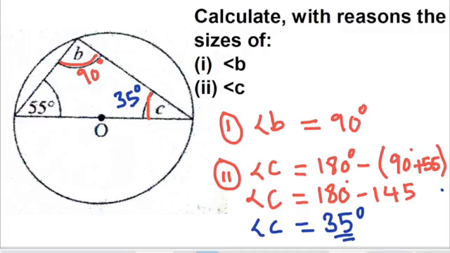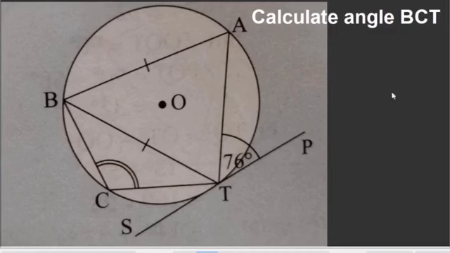So we are done answering our question 1. Let us now move on to question 2. This is our question 2 right here. They have asked us to calculate angle BCT, the angle right here on C.